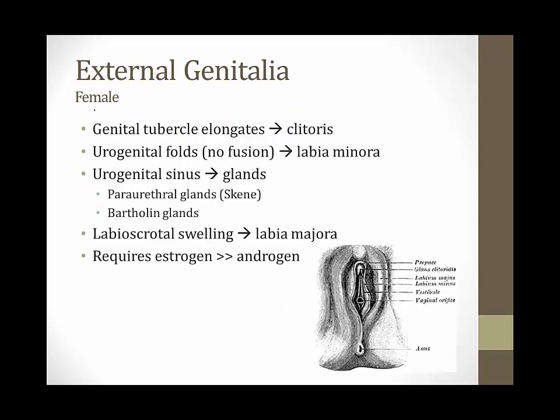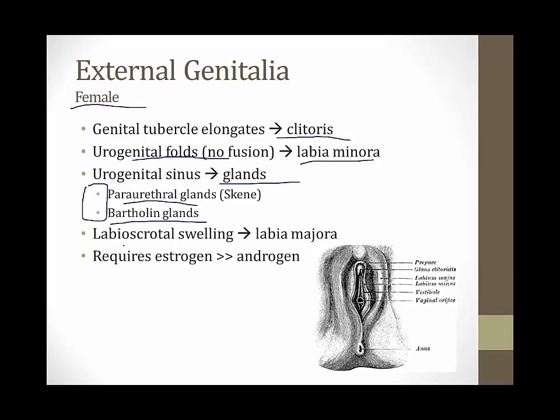Now let's talk about external genitalia development in the female. So in the female, the genital tubercle elongates and becomes the clitoris. In the female, the urogenital folds do not fuse, they persist and become the labia minora. In females, the urogenital sinus forms glands, just like in the male, but different glands form in the female. In the female, glands called paraurethral glands of Skene form. These are the female analog to the prostate glands. In addition, the urogenital sinus forms glands called the Bartholin glands. Both of these glands lubricate the vagina.